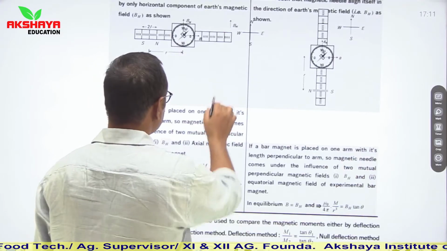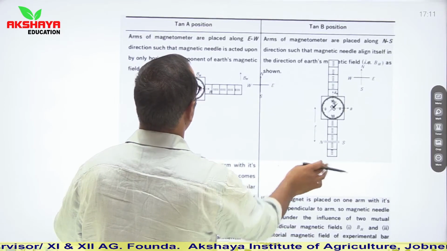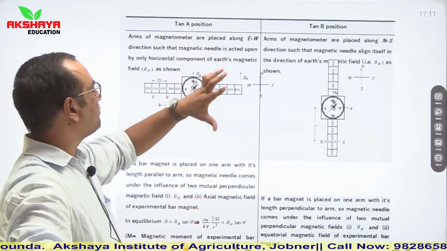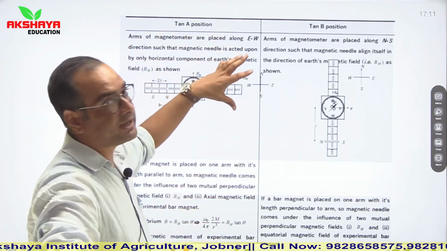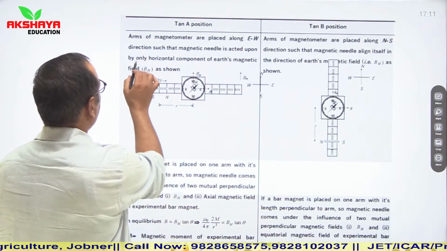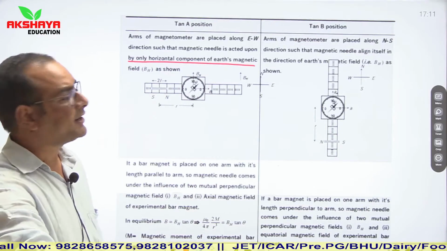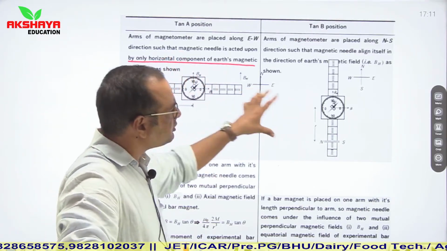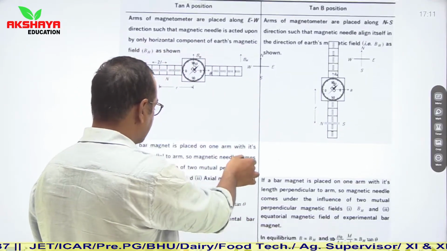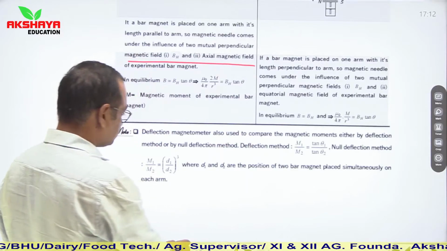In the first position, the arms of the magnetometer are placed along the east-west direction such that the magnetic needle is acted upon by only the horizontal component of Earth's magnetic field. So these two situations are there for the magnetometer. This is not too important for our competitive section, so you can read it from your theory book. I am explaining the simple key points here.